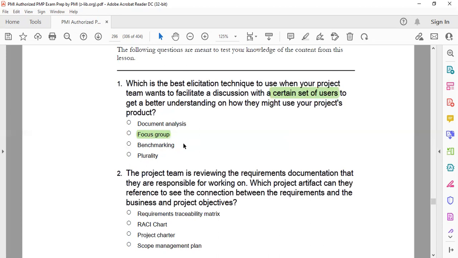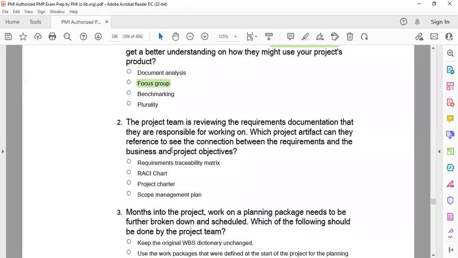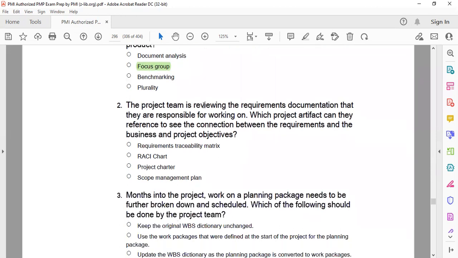let's go next. Number 2, the project team is reviewing the requirements documentation that they are responsible for working on. I think you know the answer before we even reach it. Which project artifact can they reference to see the connections between the requirements and the business and project objectives? The answer is very clear. When we were reading the question, we knew the answer.